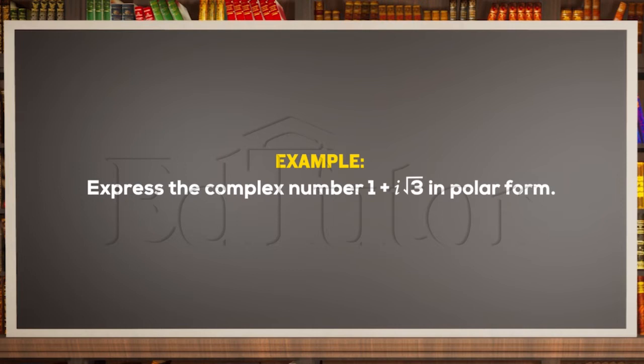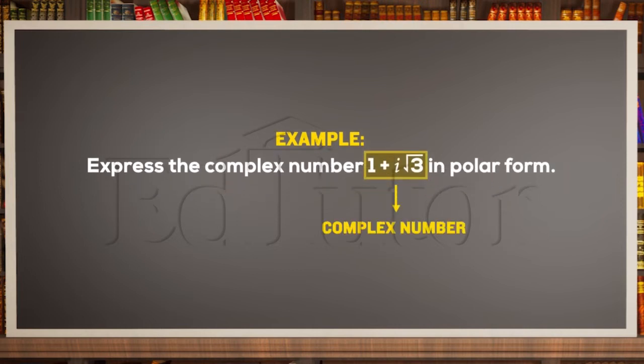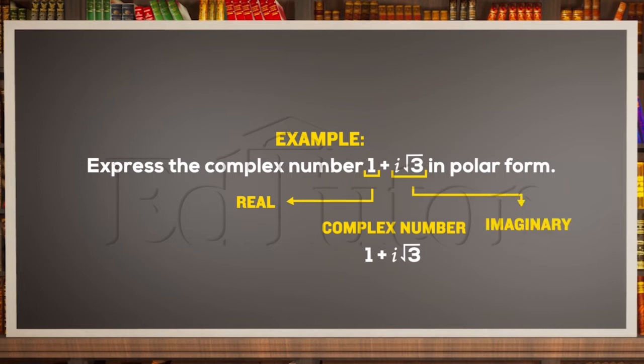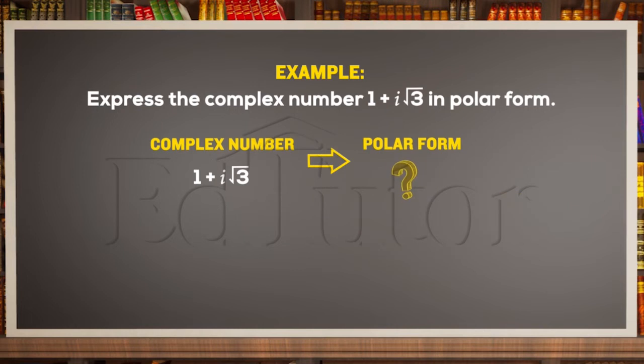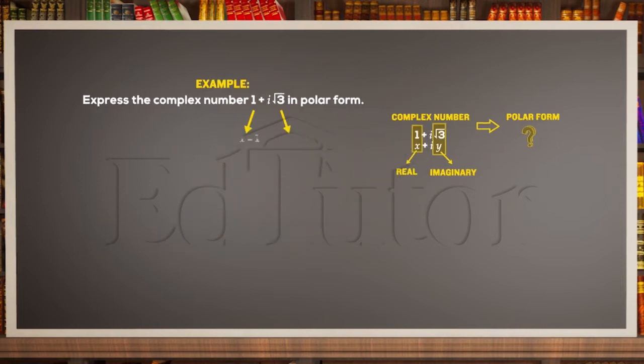So, we have a complex number here, 1 plus iota root 3, where this is the real part of our complex number, and this part with iota is imaginary, of course. We need to express it in its equivalent polar form. Now, we know that the real part is represented by x, while the imaginary part is represented by y, right? Hence, x is equal to 1 and y is equal to root 3.